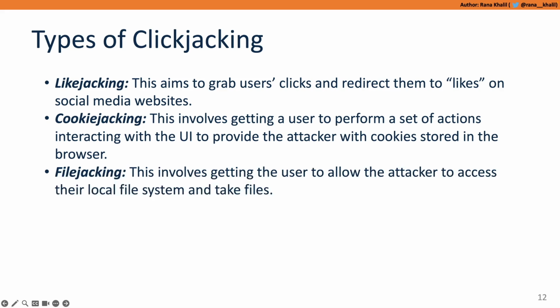A third example is file jacking. This involves getting the user to give permission to the attacker to access their local file system and take their files. There are so many different types of clickjacking attacks. These are just 3 examples of them.